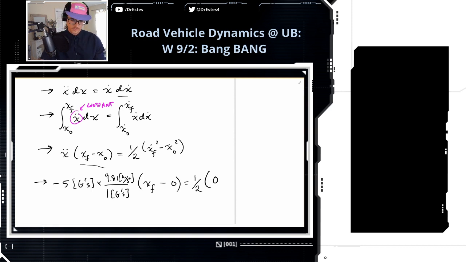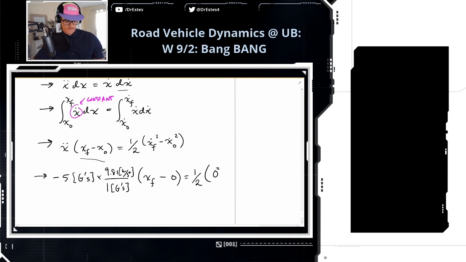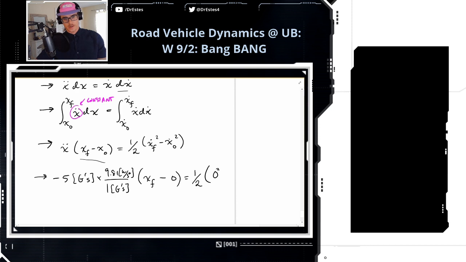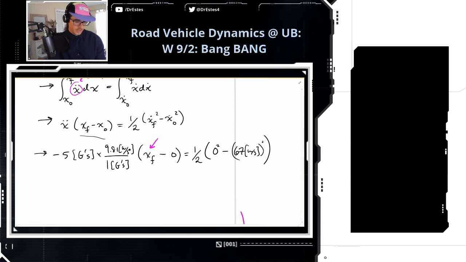Okay. Zero squared. Really drive it home. It's got to be zero. Okay. And then we subtract our initial velocity squared. So we're going at 150 miles per hour, which is 67 meters per second. So this is really nice because, look, the only unknown in this equation is my final position, which is my stopping distance. So that's why this kinematic relationship is super useful for this type of problem.